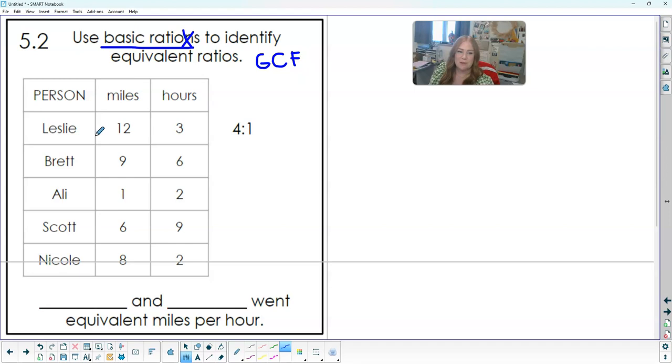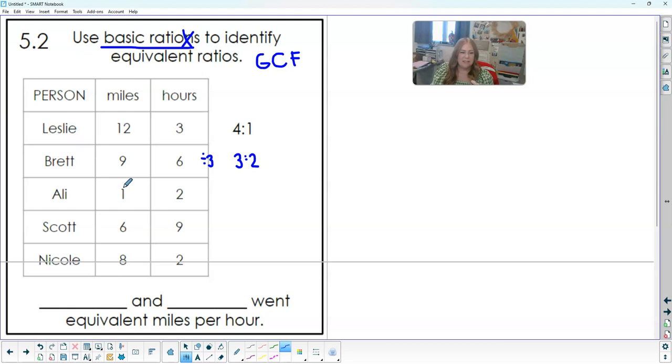So 3 goes into 12 4 times. 3 divided by 3 is 1. So they already did that one for us. So now we're looking here. Can 6 go into 9? No. Can 5? No. Can 4? No. 3? Yes. Oh, we can divide these both by 3. 9 divided by 3 is 3. 6 divided by 3 is 2. So we can see Leslie and Brett were not walking at the same pace.